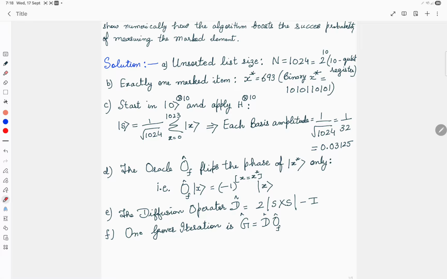The next step in Grover's algorithm is to apply the diffusion operator D, which is given by twice the outer product of s minus I. This is basically doing the inversion about the mean. One iteration of the oracle and the diffusion operator forms one Grover iteration. Depending on the situation, there can be more Grover iterations, so that ultimately we achieve the target state.